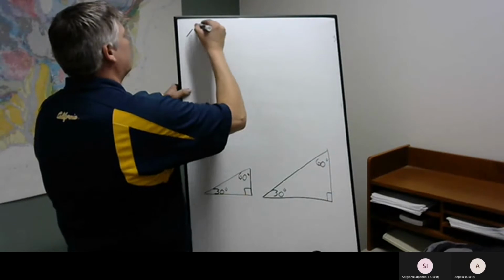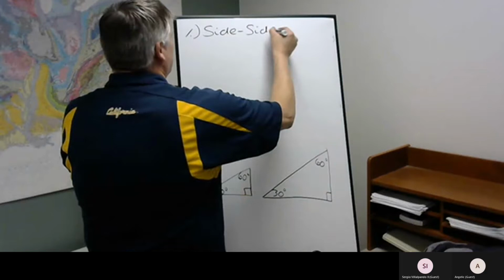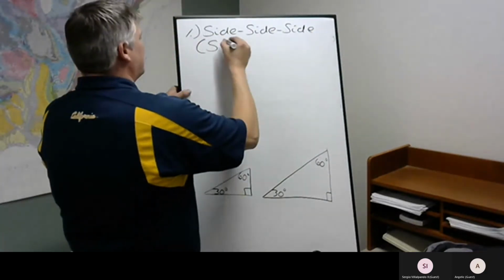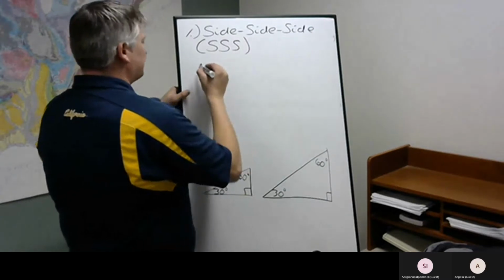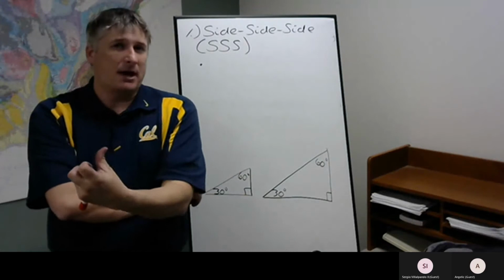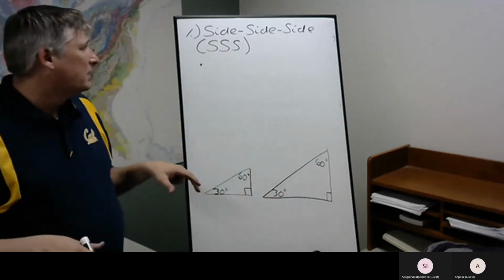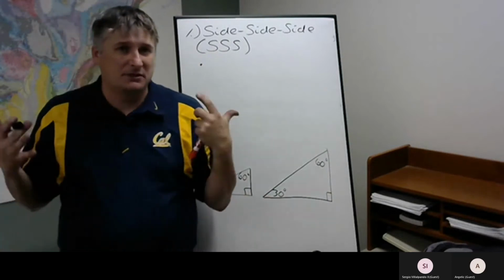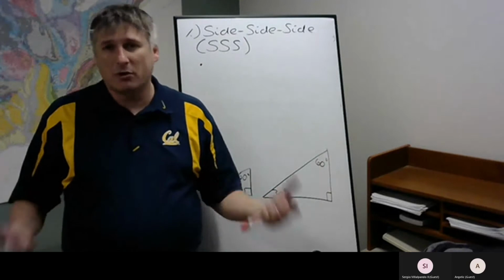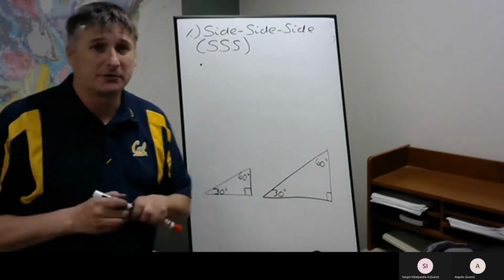So our first situation is side, side, side. Or you'll see it abbreviated as S, S, S. So let's say we have information about the sides and nothing about the angles. We have 0. Is this enough to say that the triangles are congruent? The answer is yes. If the corresponding sides are the same lengths, then the two triangles are congruent.